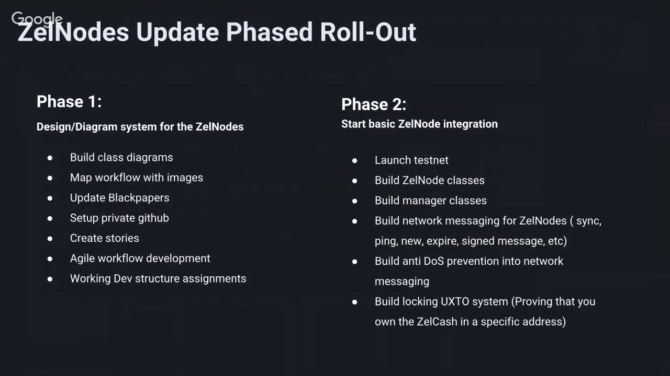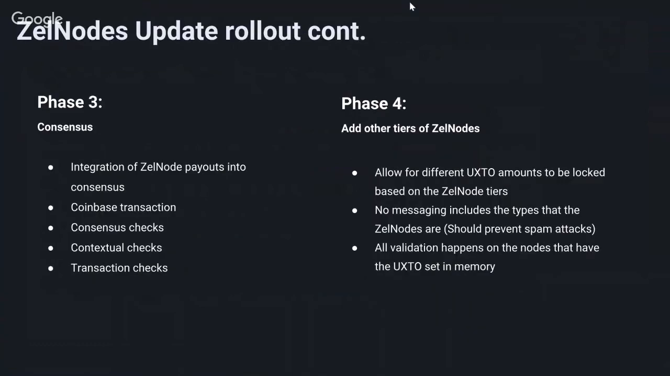So how are we going to do the nodes? Because that's the biggest question of the day. People want to know. So what we tried to do is put together a little bit of a breakdown of the phases that we're going to go through. And you can also note in the GitHub that we've had several contributors that are putting up exactly these pieces as well. So our phase 1 is we have designed and diagrammed the mapping, or what they call topology, of the ZelNodes. We're building our class designs, and mapping our workflow with images so that we understand what we're doing.